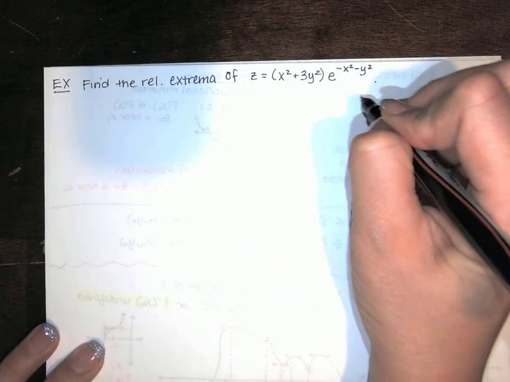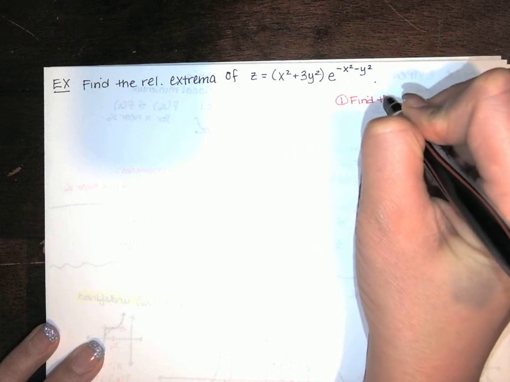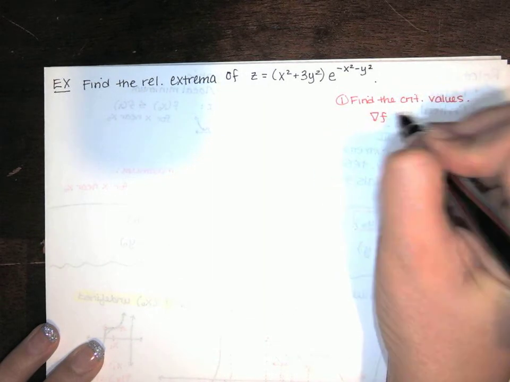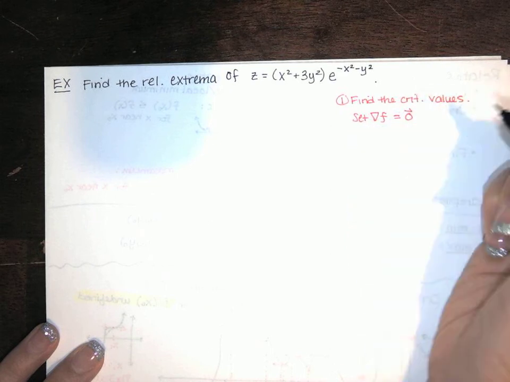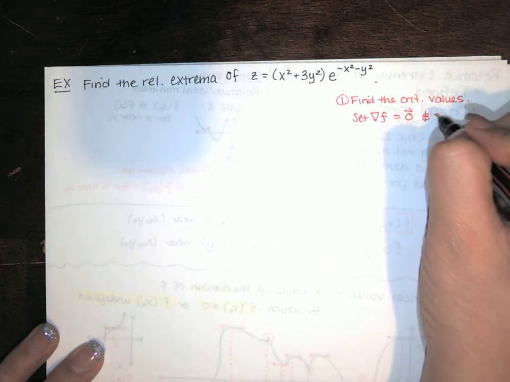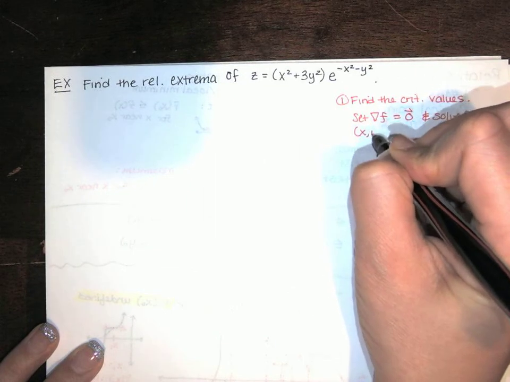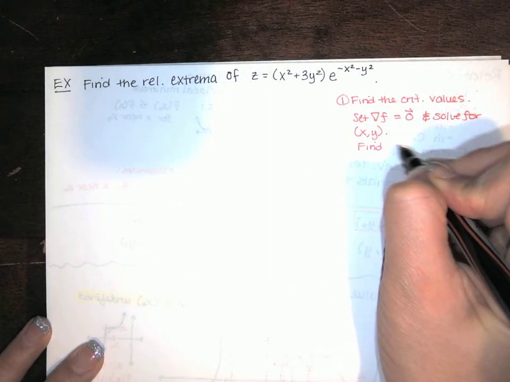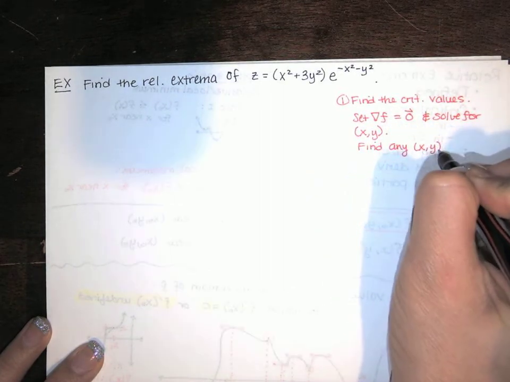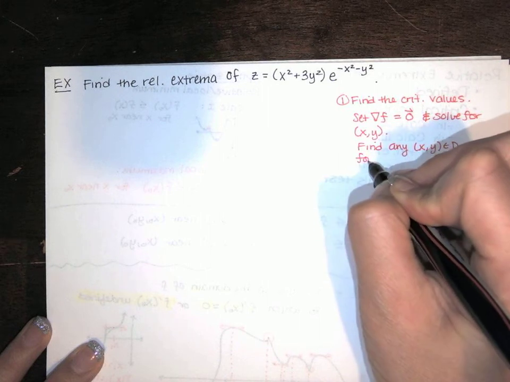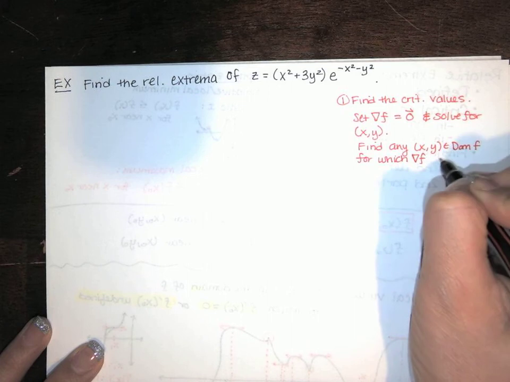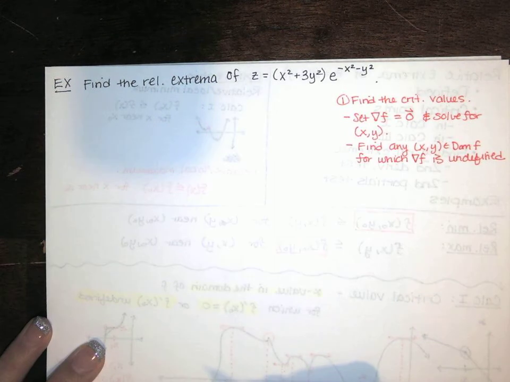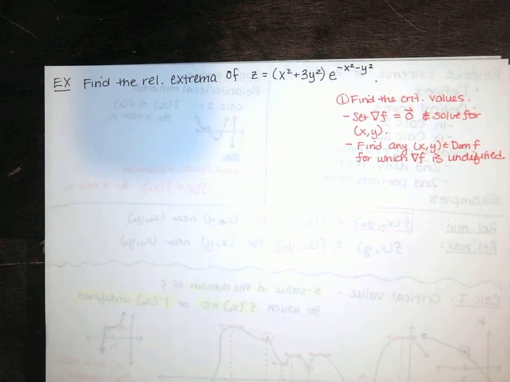The first thing we do is we find the critical values. And the way you find critical values for a function of two variables is you find the gradient vector, you set it equal to 0, and solve for x, y. And then, of course, you think about where the gradient is undefined as well. So you want to find any x, y in the domain for which the gradient is undefined. Once you've done that, and that, you have found all of the critical values.